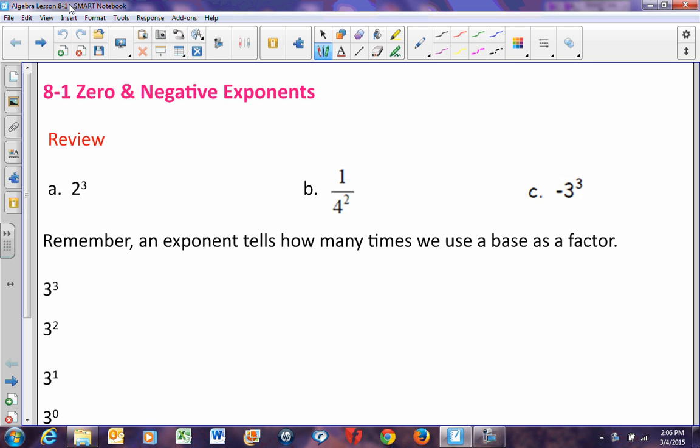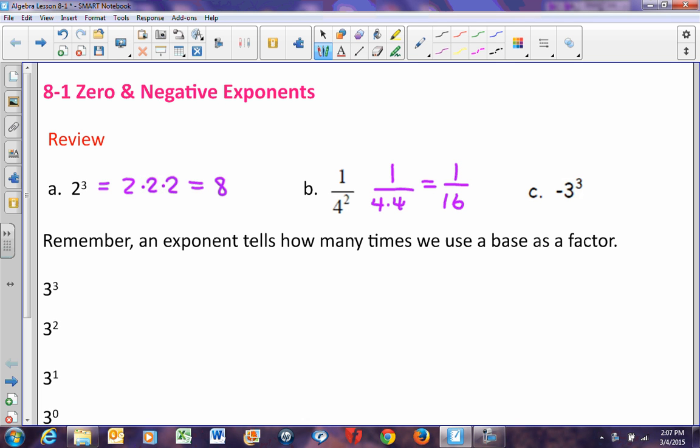So here in letter A, we have 2 to the third, which means 2 times 2 times 2, which, contrary to popular belief, is not 6. It's not 2 times 3. It's 2 times 2, which is 4, times 2, which is 8. Letter B here, we have 1 over 4 squared, which is 1 divided by 4 times 4, which is 1/16.